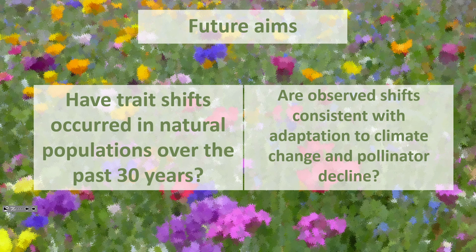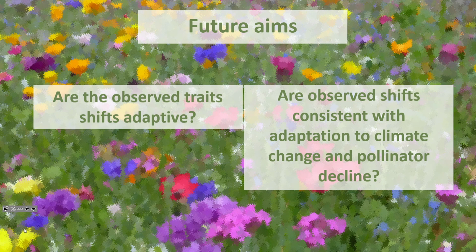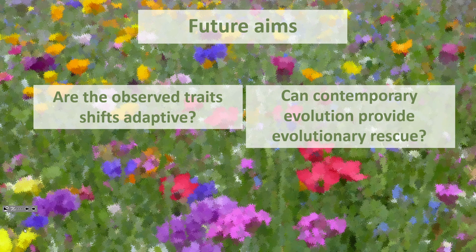I have another list of 23 species waiting to be examined that can help me further address questions, such as, are the observed trait shifts adaptive for the populations? Do they show any kind of convergent patterns between species? Can contemporary evolution provide evolutionary rescue?